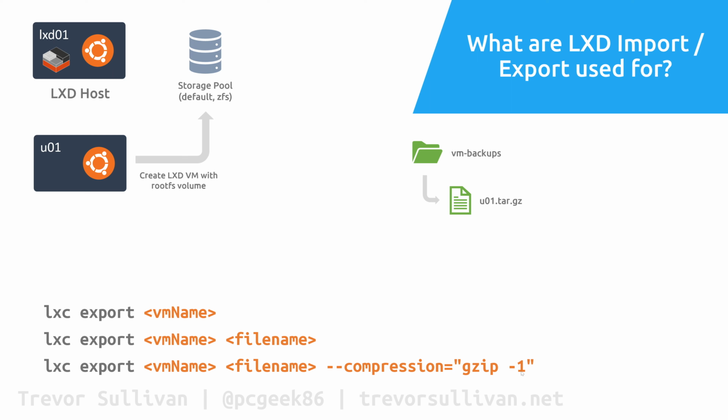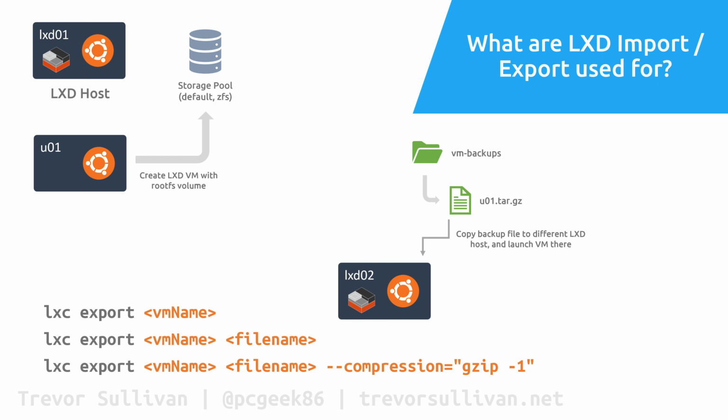So -1 would be lowest compression, but highest performance, and -9 would be slowest, but it would give you better compression. So once we've got a backup, what can we do with it? Well, one option that we have is to copy that backup file to a different LXD host. So let's say that we have a second bare metal system that's running the LXD engine.